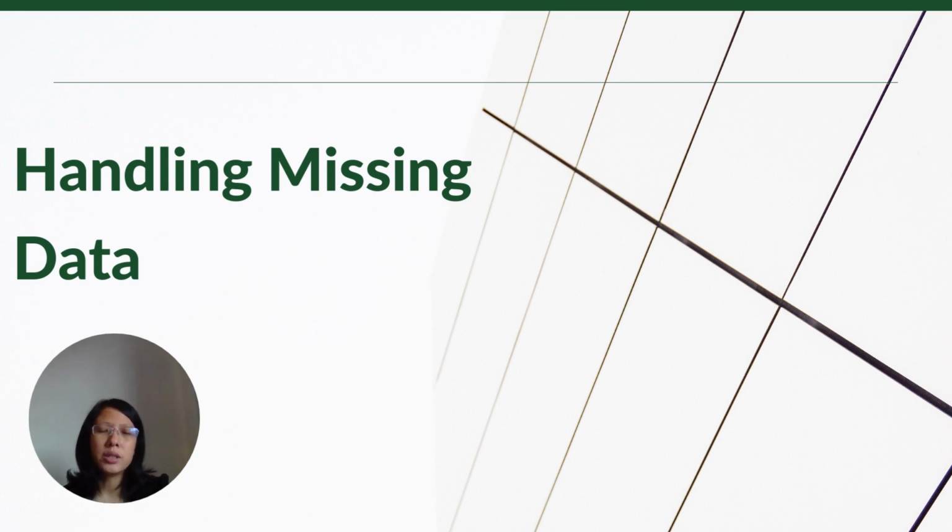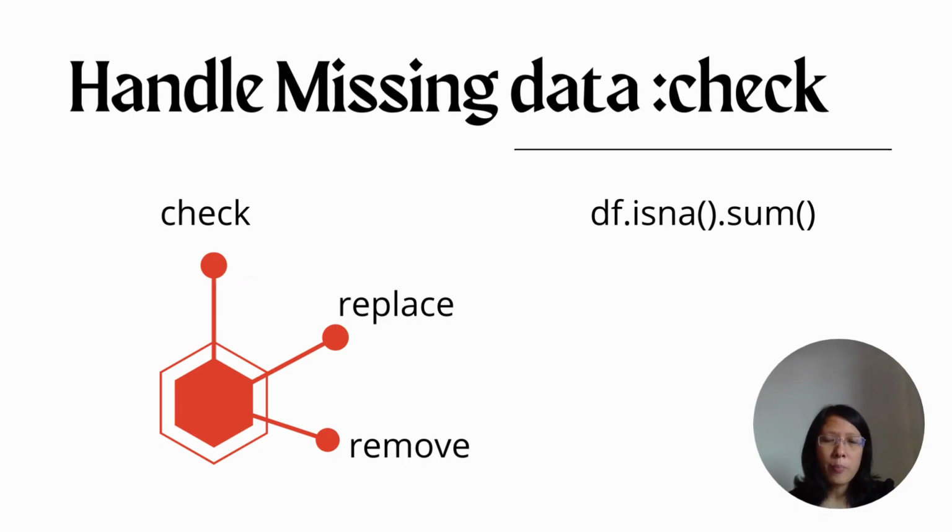Now, let's look at handling the missing data. Previously, we have already mentioned there are a lot of missing data in any data set. First of all, we have to check which columns or which attributes have the missing data. For that, we can use this method called isna. It gives you the value true if it is a NaN value or false if it's not a NaN value.